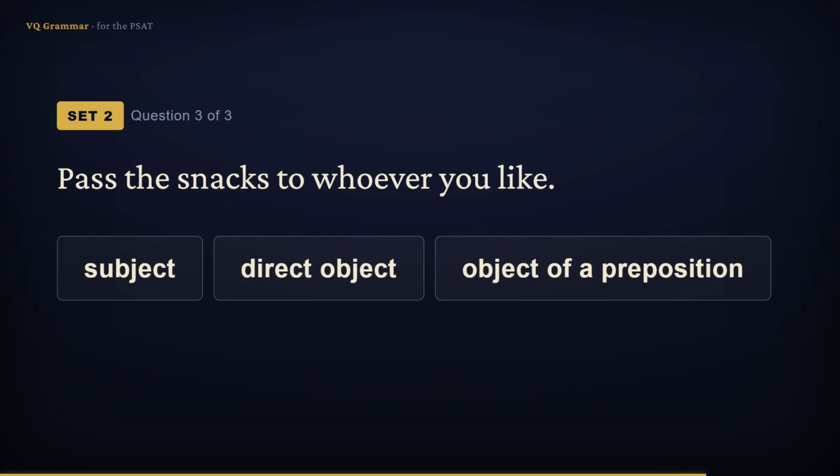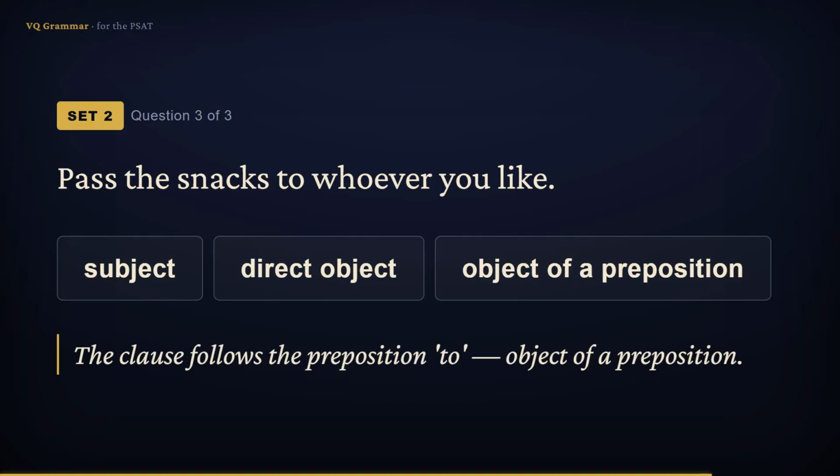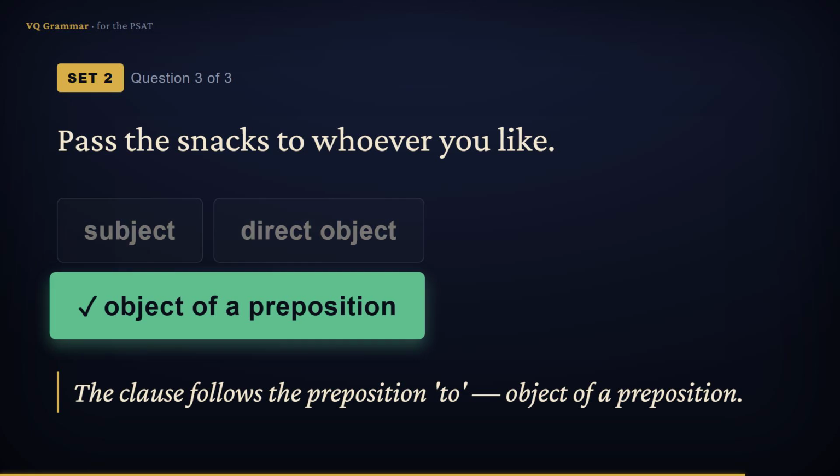Pass the snacks to whoever you like. The clause is whoever you like. It comes right after the little word to. Swap it. Pass the snacks to them, so it sits after a preposition. So the answer is object of a preposition.